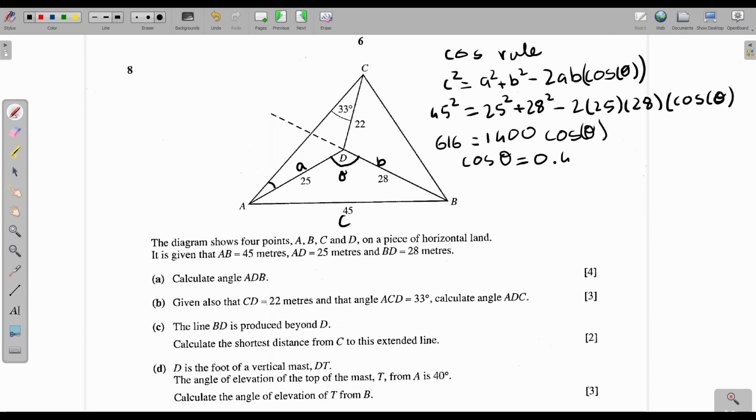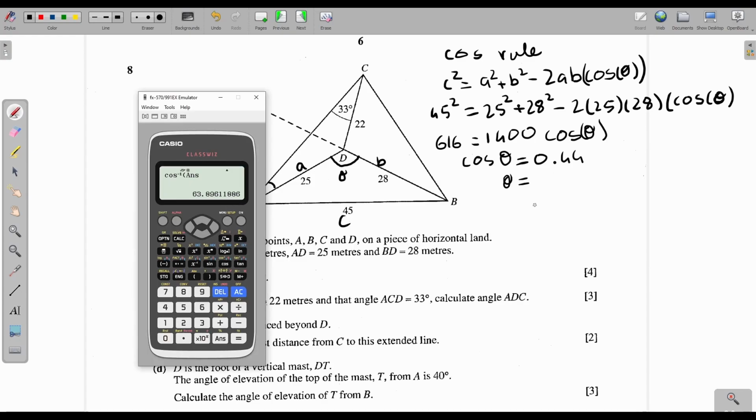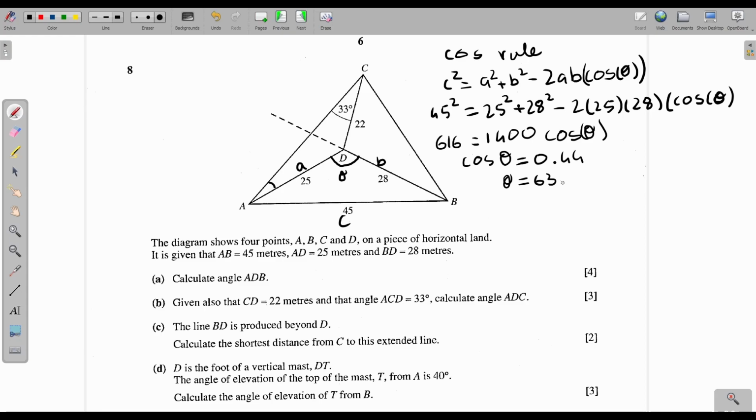So this was 0.44, and then theta is equal to 63.9 degrees. All right. So let's get rid of our numbers here. I'll just write the answer here, which was 63.9. That does not look correct.